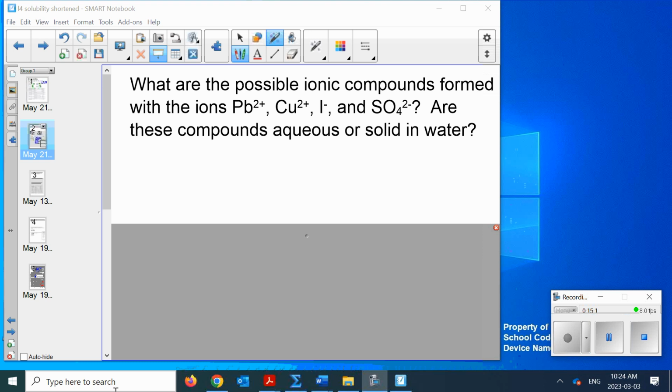So Pb2 plus can't mix with copper. Two positives don't come together. We're going to say Pb2 plus with the iodine. What's the formula of that? How'd you know it was I2? You're right.